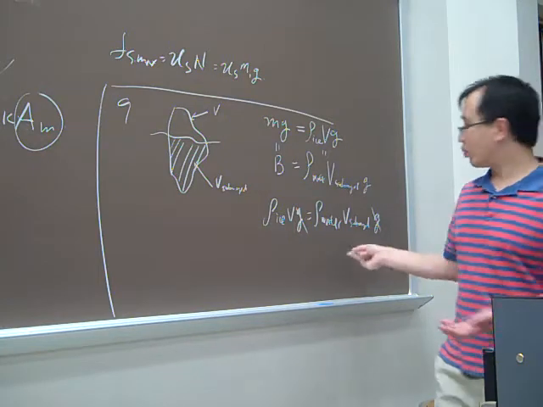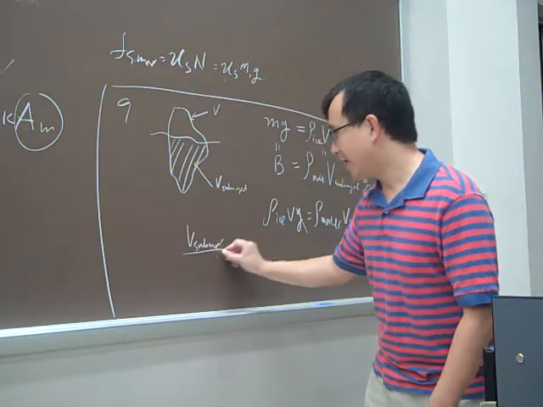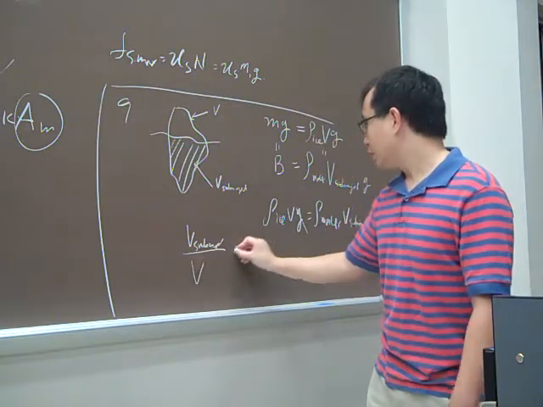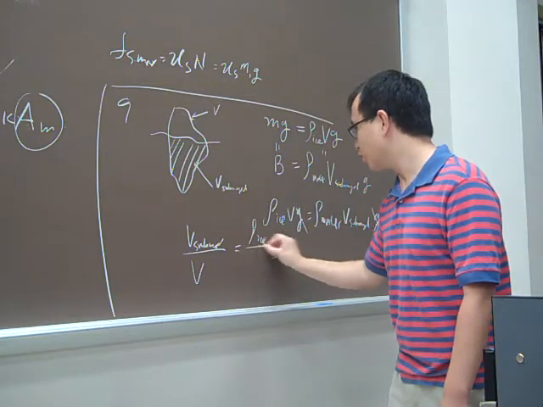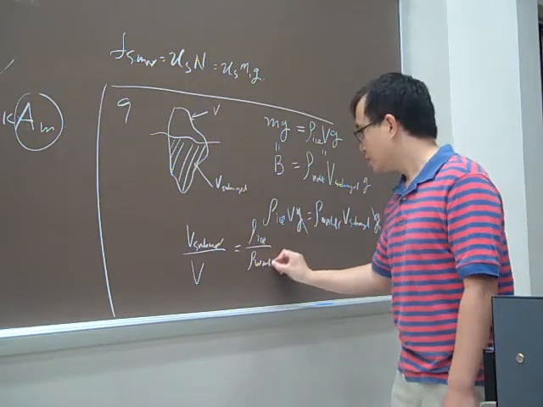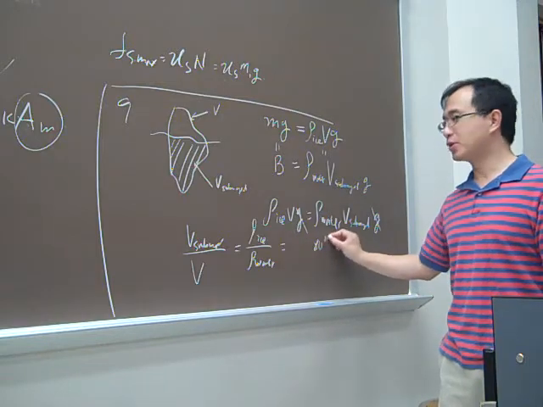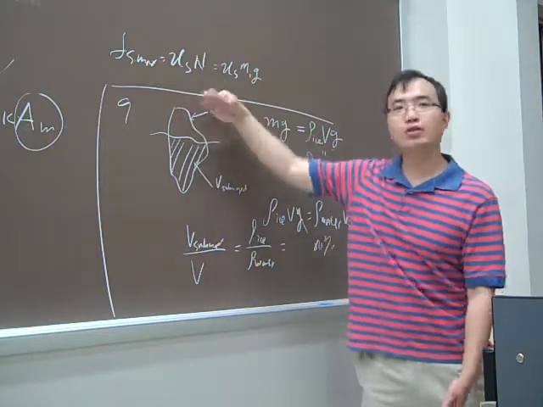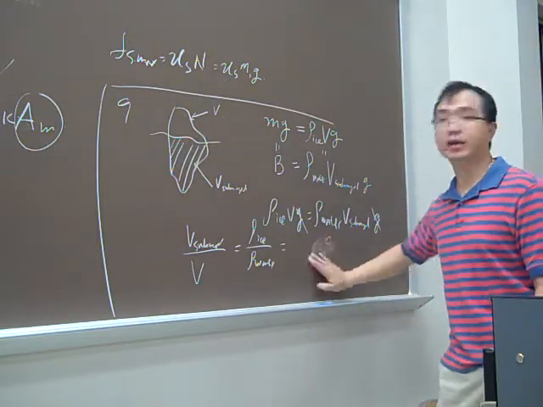So what it means is that V submerged divided by V total equals rho ice over rho water, right? So you are going to get some percentage. Suppose it's 80%. Then the fraction above the water should be 20%. Right? So something like that. Simple.